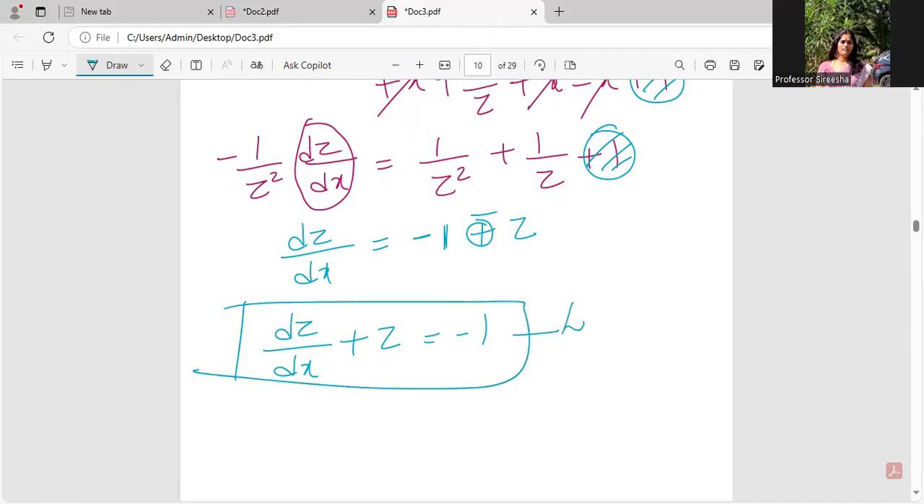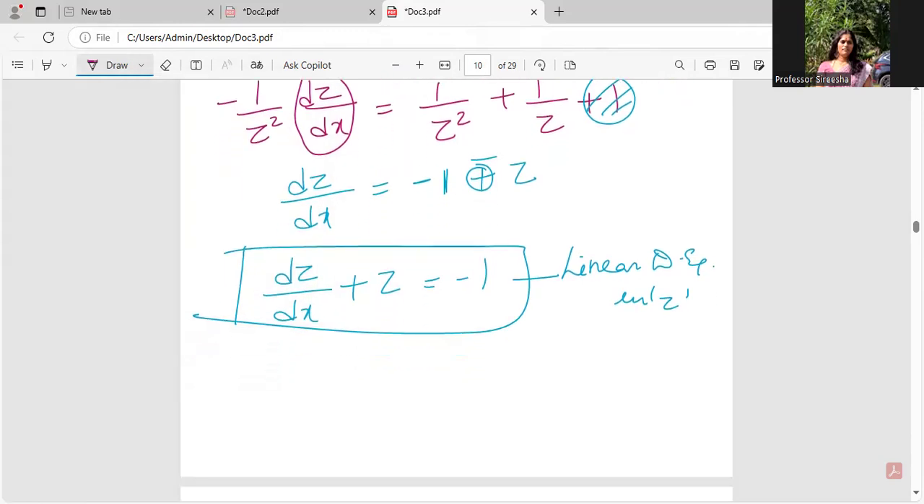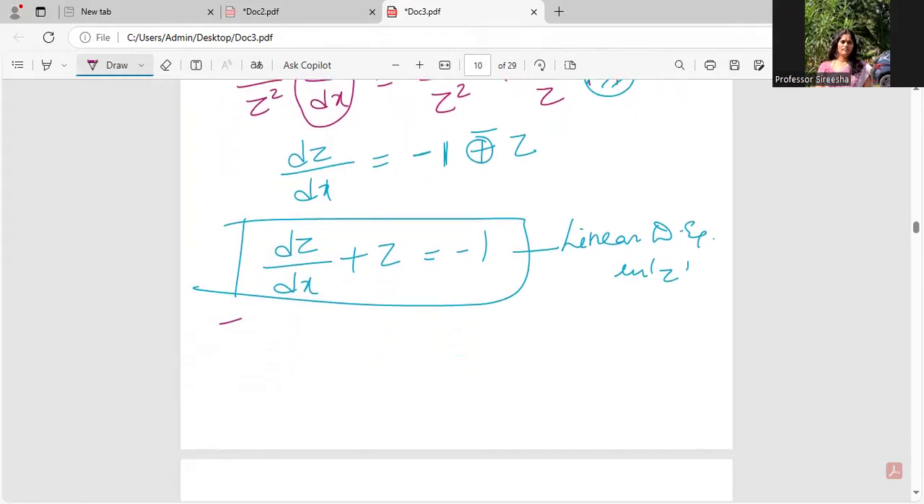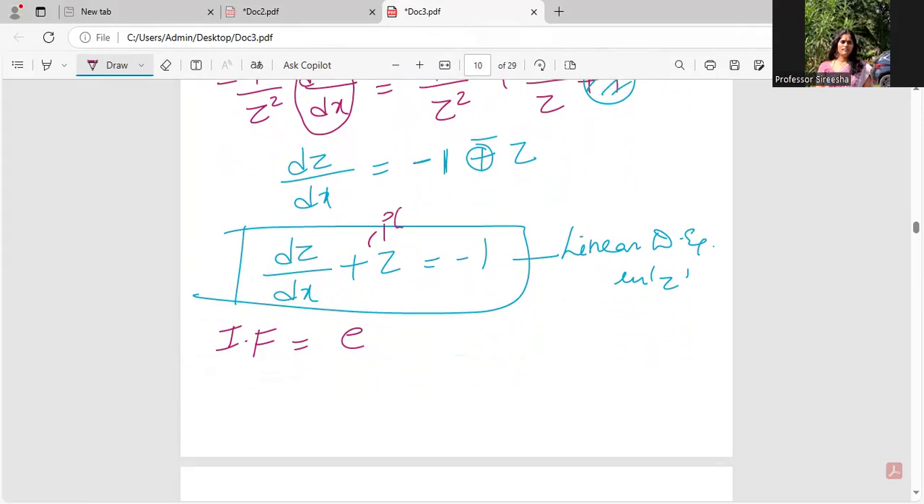I'll write here: linear differential equation in z. Why? Because I know how to solve it. How do I solve a linear differential equation? First write the integrating factor and directly write the solution. Integrating factor is what? P of x is 1 here. And then Q of x is minus 1 here.